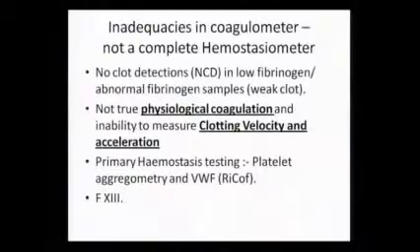So what are the inadequacies in a coagulometer? Why is it not a complete hemostasiometer? I would say a hemostasiometer is a machine which can do all aspects of hemostasis. When a patient has low fibrinogen, acquired dysfibrinogenemias, which are not that uncommon, or hypofibrinogenemias, there is a message from the coagulometer that no clot is detected.